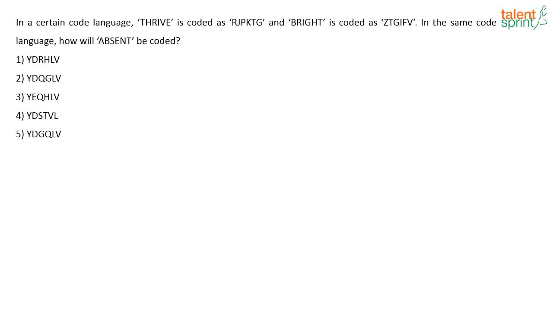In a certain code language, Thrive is coded as RJPKTG and Bright is coded as ZTGIFV. In the same code language, how will absent be coded?